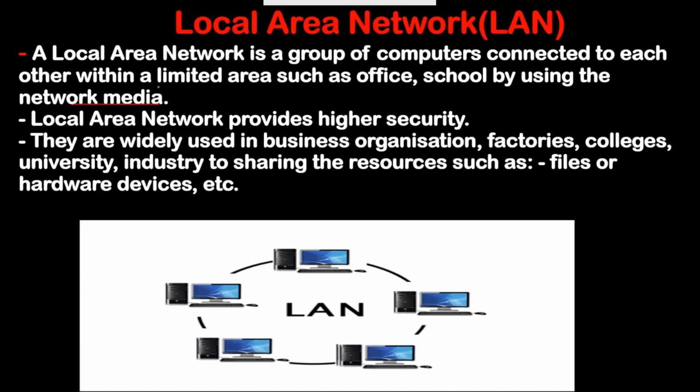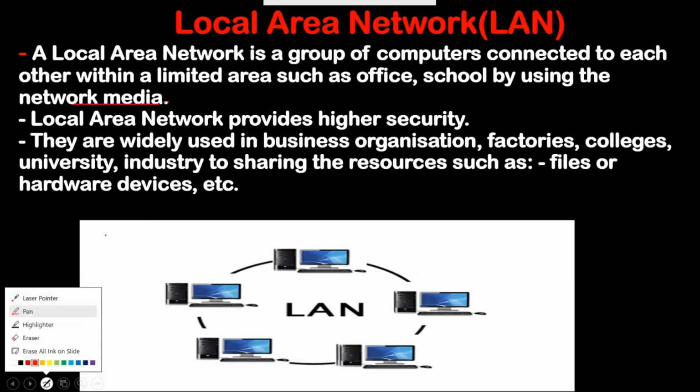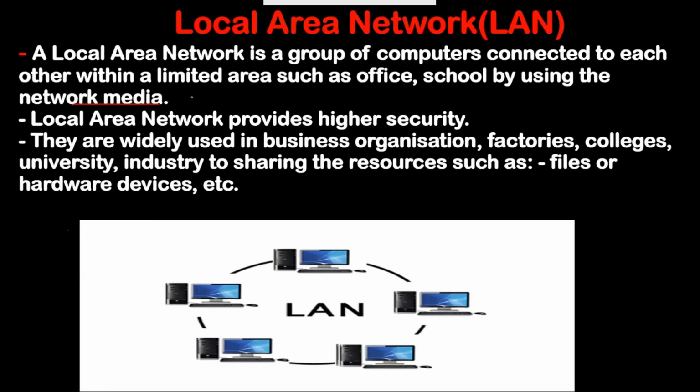Because we are considering the geographical area, there should be a limit also. The range is 2 miles actually, not 2 kilometers. If you are creating a network under 2 miles, what does that mean? If you convert 2 miles into kilometers, 1 mile is equal to 1.6 kilometers, so 2 miles is 3.2 kilometers. If you are creating a network within these 3.2 kilometers, that is known as LAN.